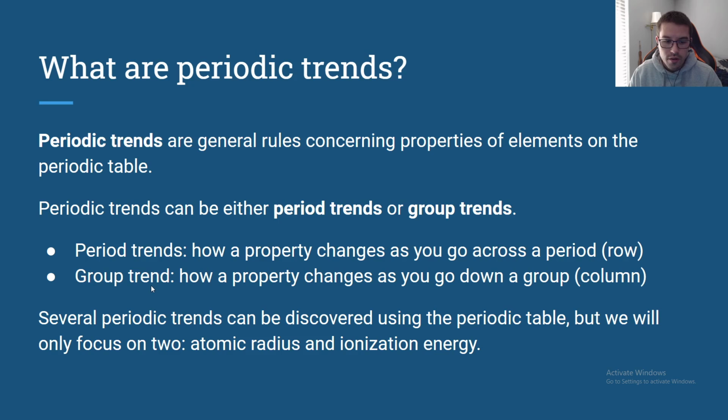A group trend is sort of the opposite of that, right? How does a property change as you go down the periodic table? So not across, but down a group, say from top to bottom. How does a property change as you go from top to bottom? Several periodic trends can be discovered on the periodic table, but we're going to focus on two for this class. Okay, we're going to focus on atomic radius and ionization energy.